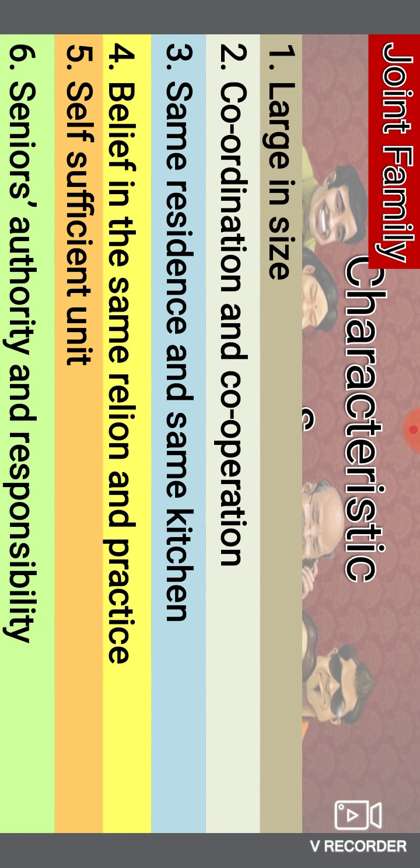And the third one, the residence and the kitchen. The members of this joint family normally reside together under the same roof. Though some members reside separately for various reasons, they continue to associate with the main family in various religious, ritual, and festival practices. The members eat the food prepared in the same kitchen.